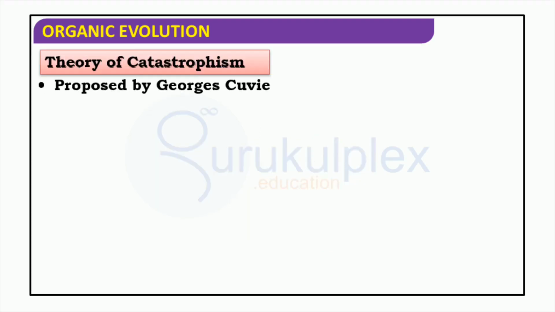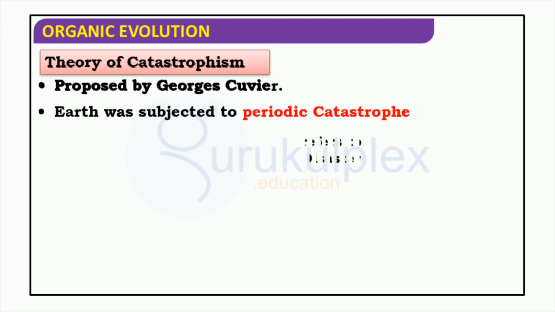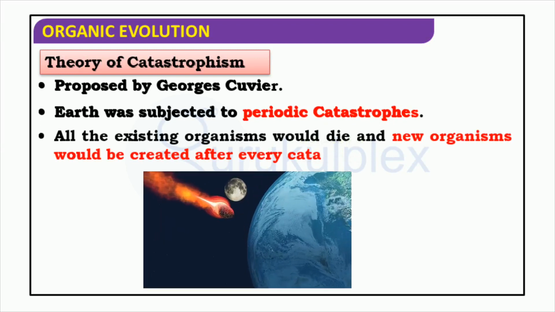Georges Cuvier first proposed the theory of catastrophism, which states that Earth experiences periodic catastrophic events that lead to the death of all existing organisms and the emergence of new ones. This phenomenon of destruction and renewal, known as disaster, has been studied for centuries, and there is much to be explored regarding its potential implications.